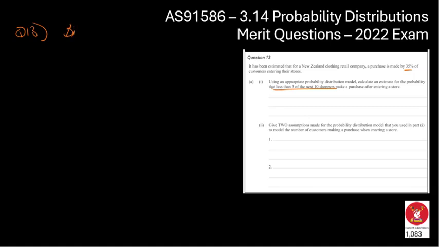So let's always state down what distribution we're using. We're going to be using a binomial distribution. And then following that, we're always going to state our parameters. Our probability of success, which is an individual shopper buying something, was 0.35. And my number of trials was 10, because I was asked about the next 10 customers.